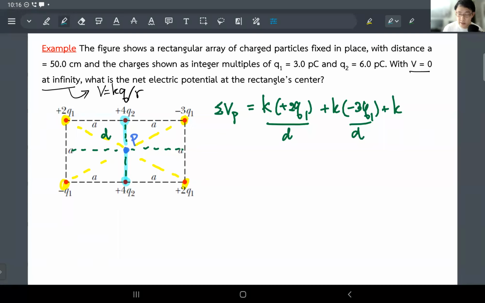All right. Let's take this setting here. So the lower left corner, negative Q1 over D. There you go. And lower right corner, K over D. See, you have K over D for all those four charges at the corner. Very good.